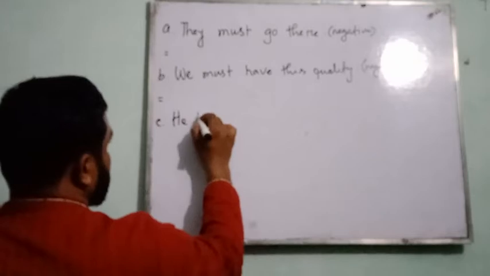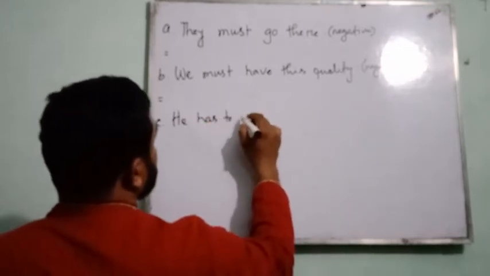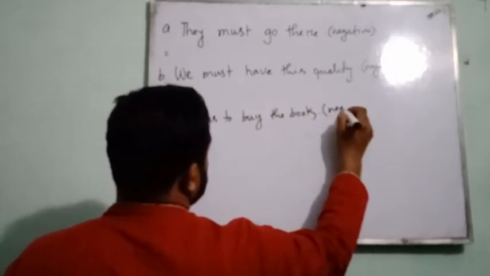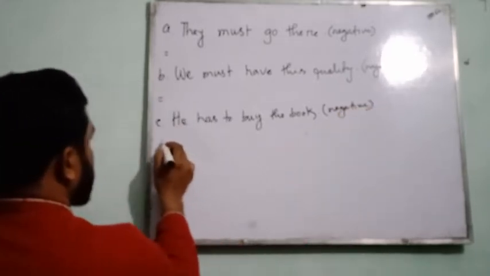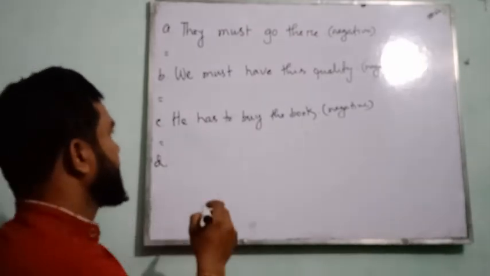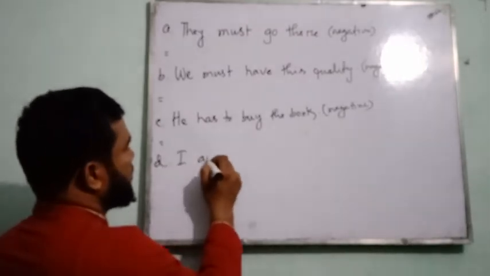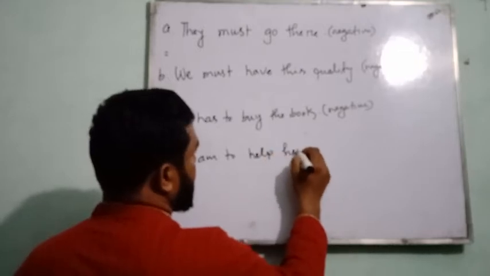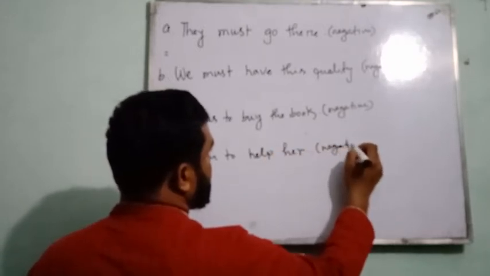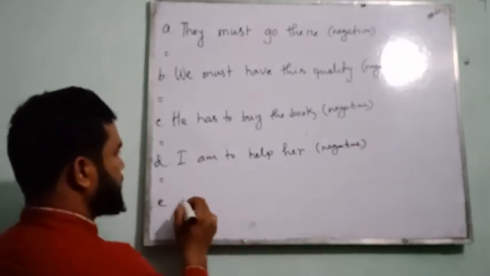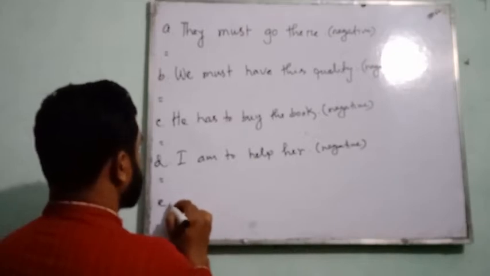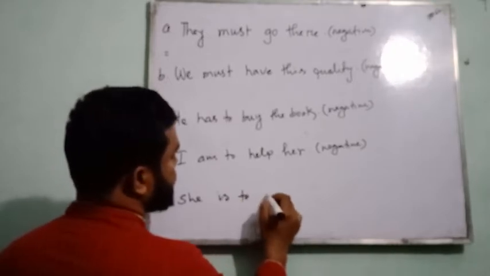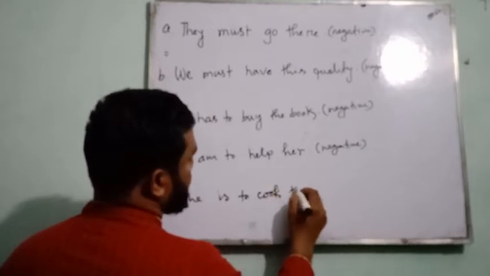Then he has to buy the book, negative. I am to help her. And she is to cook the meal.